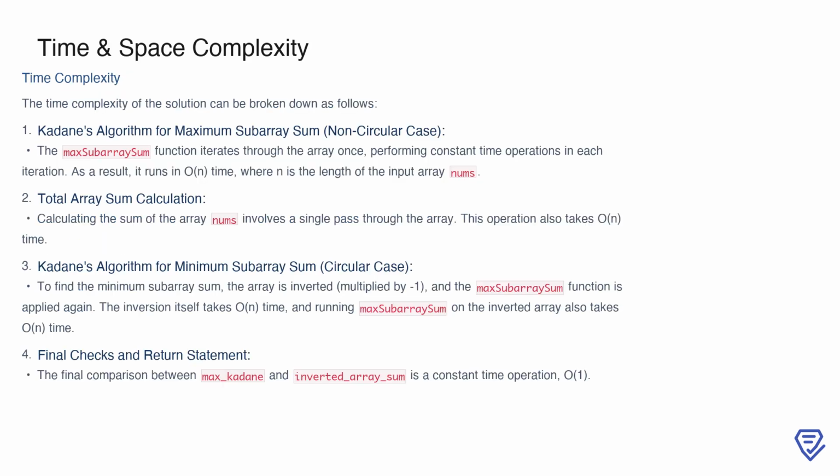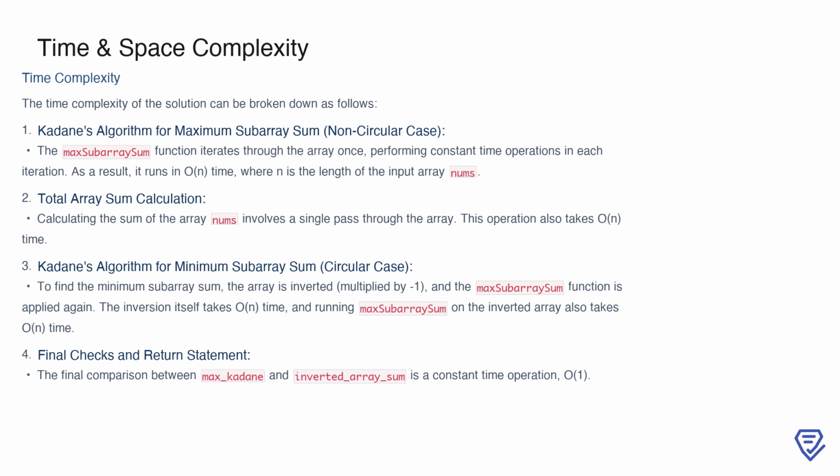To analyze the time complexity of our solution, let's break it down step by step. First, we have Kadane's algorithm, which is used to find the maximum subarray sum for the non-circular case. This involves iterating through the array once, performing constant time operations in each step, resulting in O(n) time. Next, we calculate the total sum of the array, which similarly requires a single pass through the array, taking O(n) time.